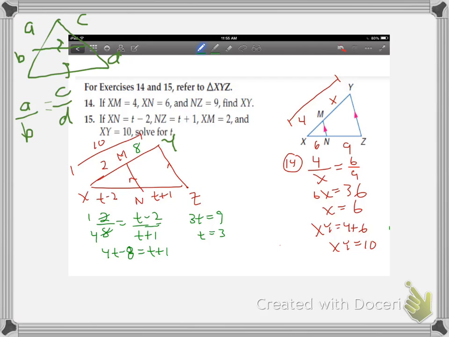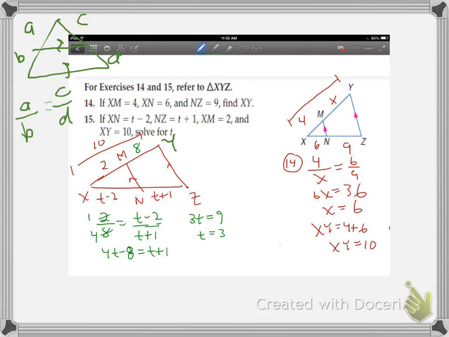Over on page 313, we're using the fact that a line which is parallel to one side of a triangle, and you see a little picture in the top left corner here, divides the other 2 sides proportionally. That is, in terms of the diagram in green up here, A over B equals C over D. So on problem number 14, we have a setup for that.